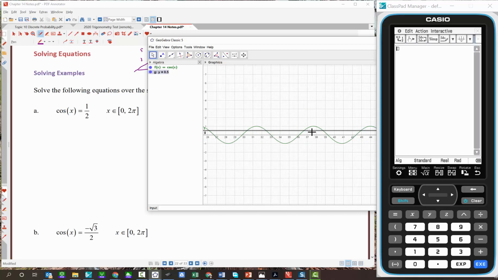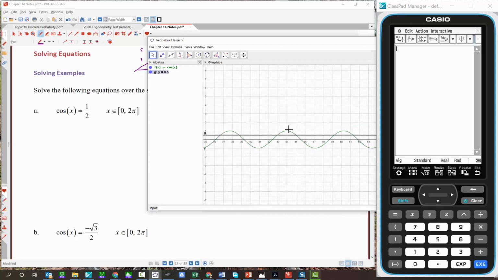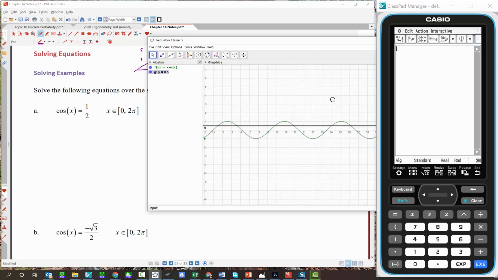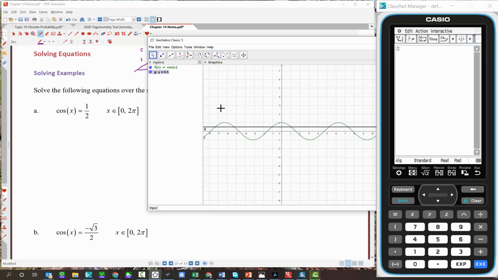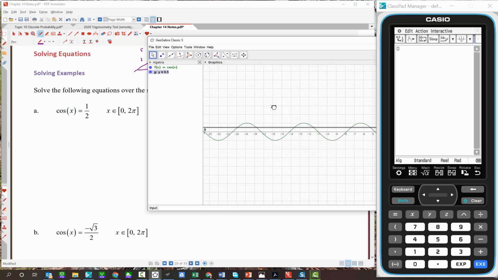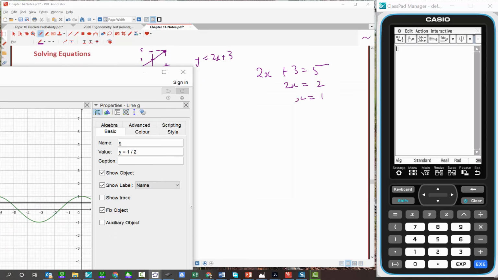Without that domain, though, have a look at how many times it happens. It's a half there, it's a half there, it's a half there, and so on. So noting that without a domain, this becomes a problem that has infinitely many solutions, because it also happens in a negative direction. So we get a half there, half there, half, half. So it's really important to check your domain, and that will tell you how many solutions we're actually after.